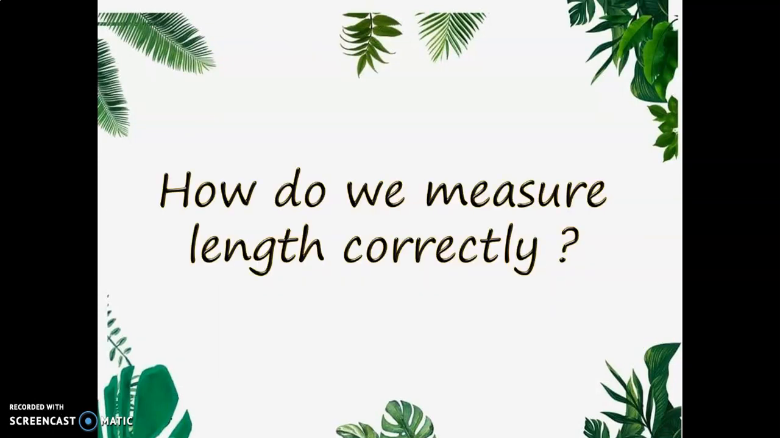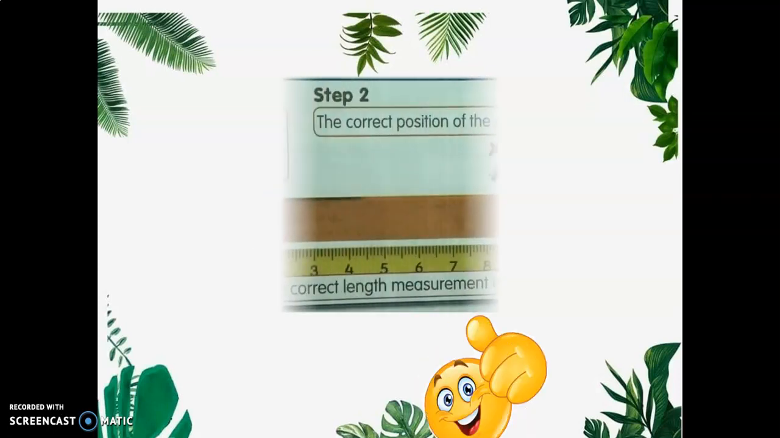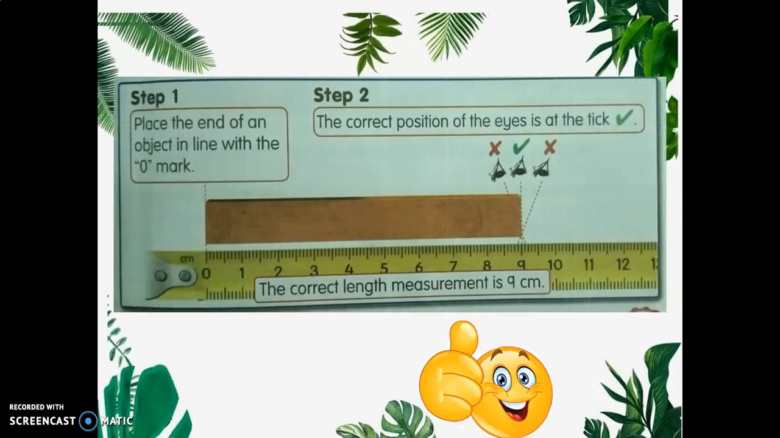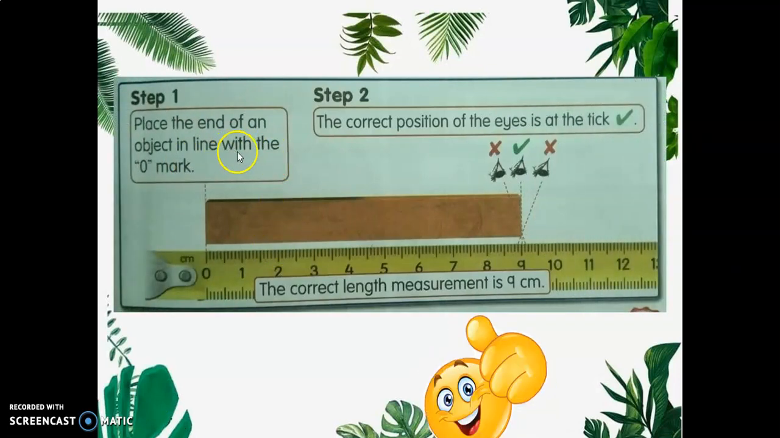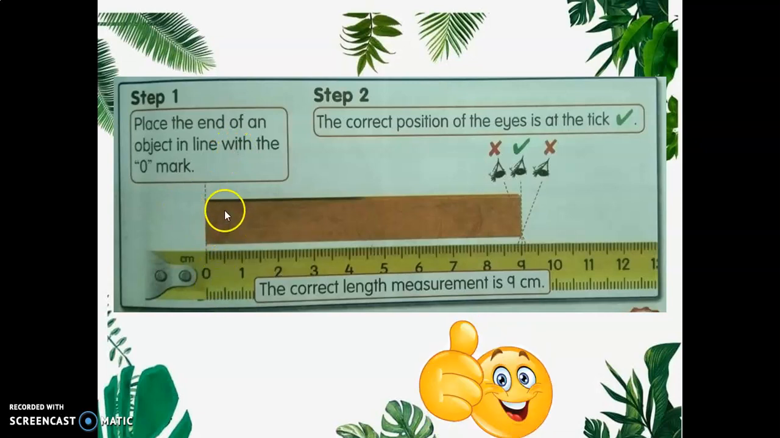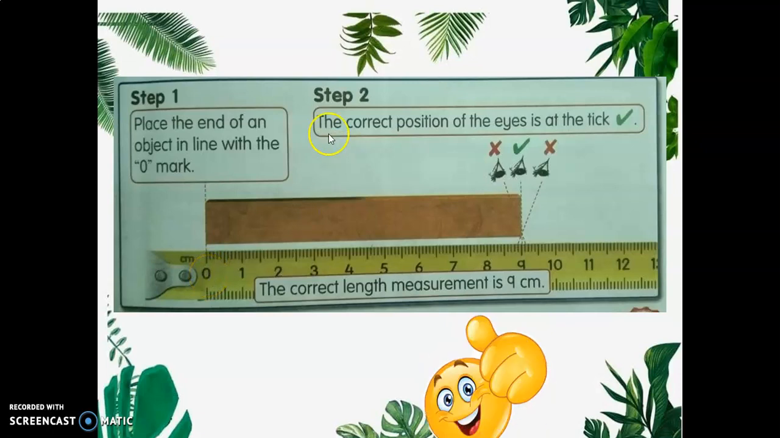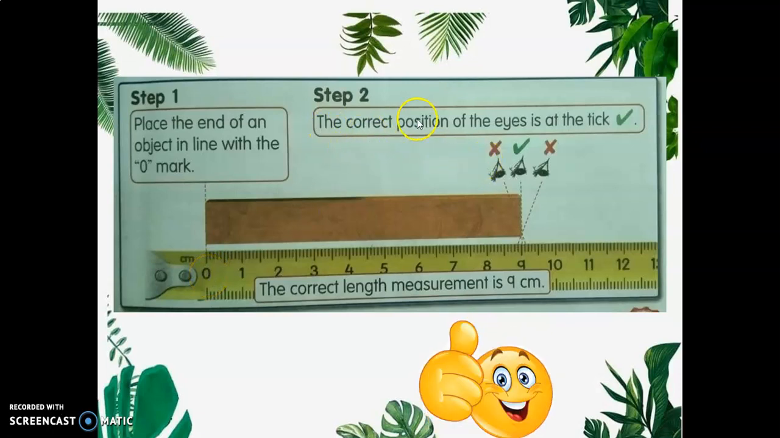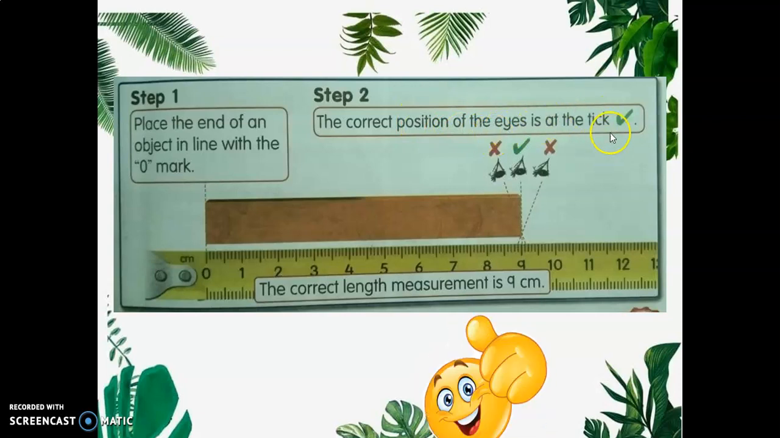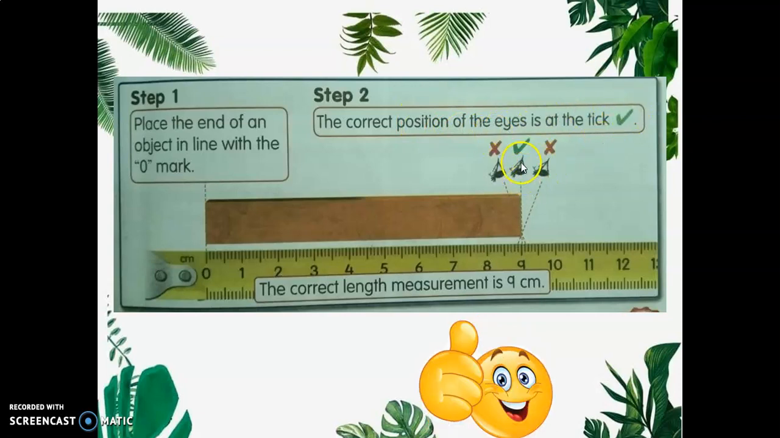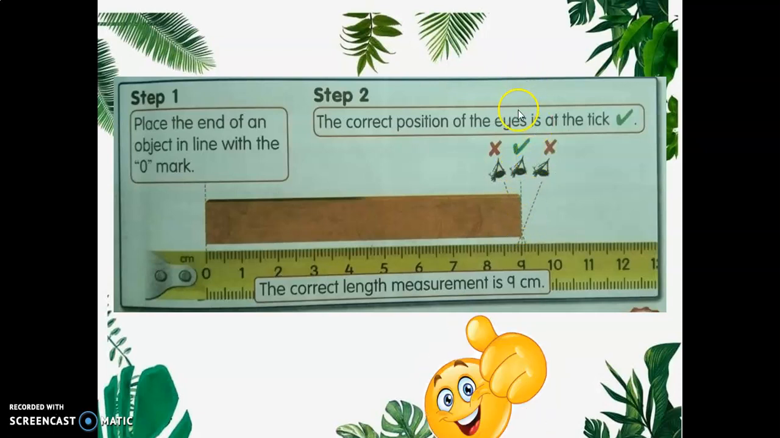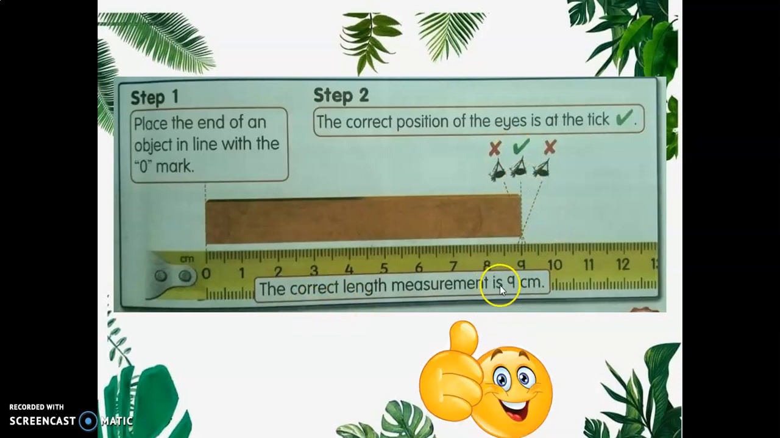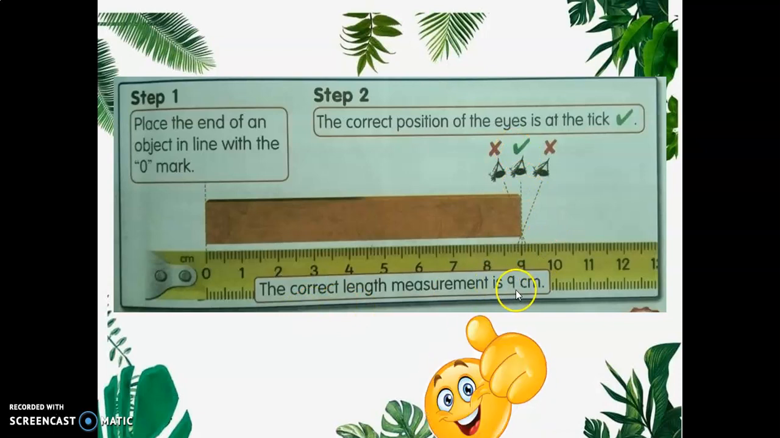Okay, next. How do we measure length correctly? Macam mana nak ukur panjang yang tepat? Step 1. Place the end of the object in line with the 0 mark. Objek yang nak diukur letak pada tanda sifar. And step 2 is the correct position of the eyes is on the tip. Kedudukan mata mestilah secara tegak, parallel. So, the measurement is 9 cm. Okay.